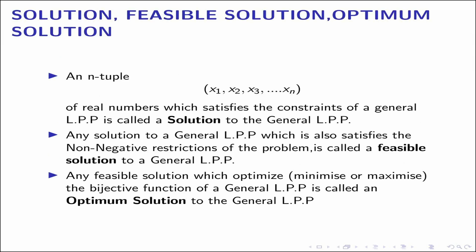Next, we see the definition of solution, feasible solution and optimum solution. An n-tuple x1, x2, ..., xn of real numbers which satisfies the constraints of the general LPP is called the solution to the general LPP. Any solution to a general LPP which also satisfies the non-negative restrictions of the problem is called a feasible solution to a general LPP. Any feasible solution which optimizes, that is minimizes or maximizes, the objective function of a general LPP is called an optimum solution to the general LPP.